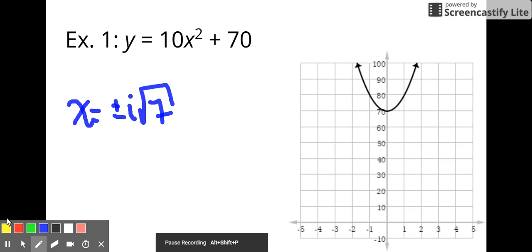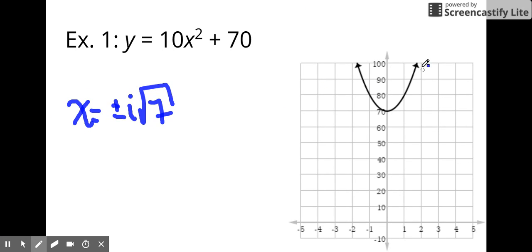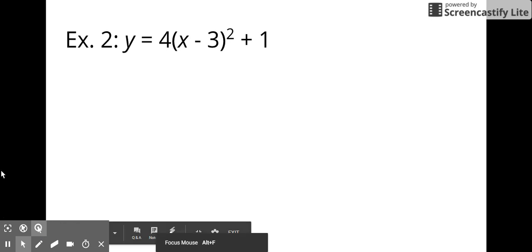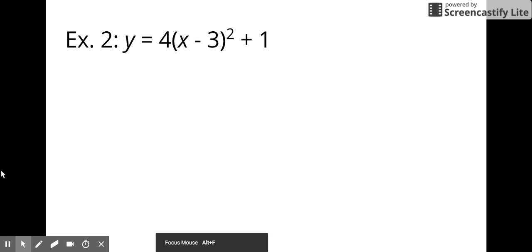And when you look at a graph of the equation we just solved, we see that there are no x-intercepts shown on the normal coordinate plane, and so it makes sense that we're going to have some type of number with an i in it for our solution to this problem. Let's consider one more example. We know we can use the square root method on this problem because it's in vertex form.